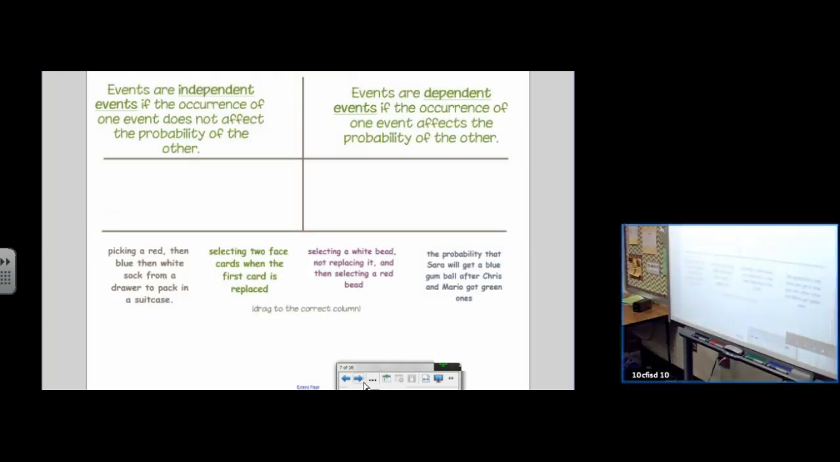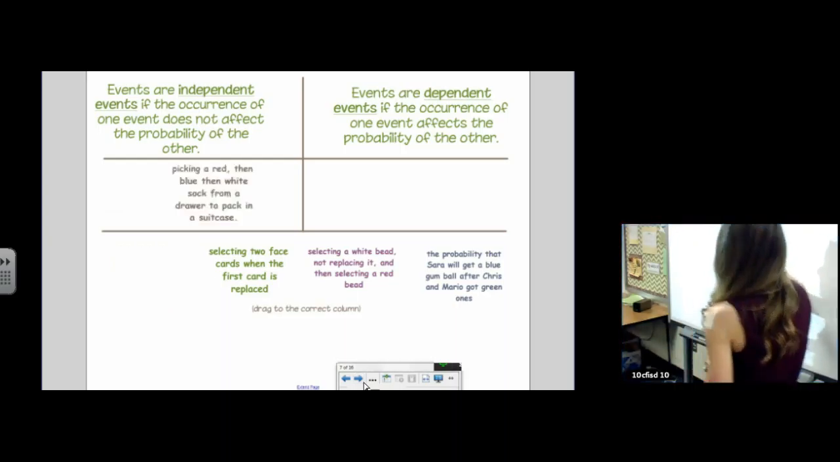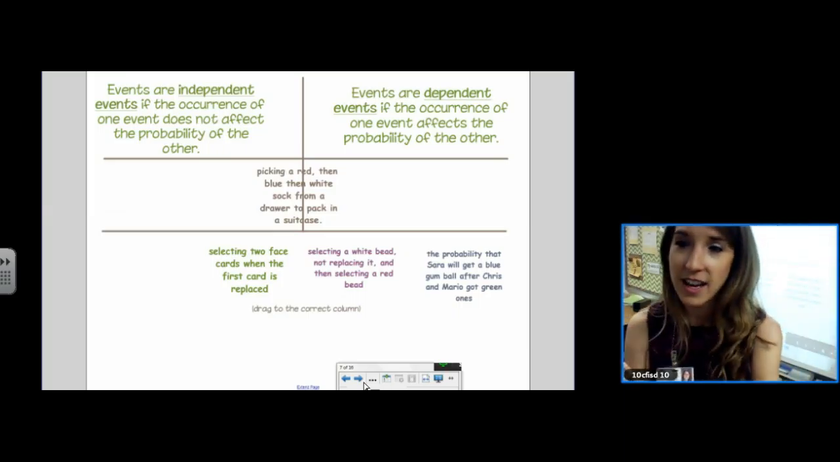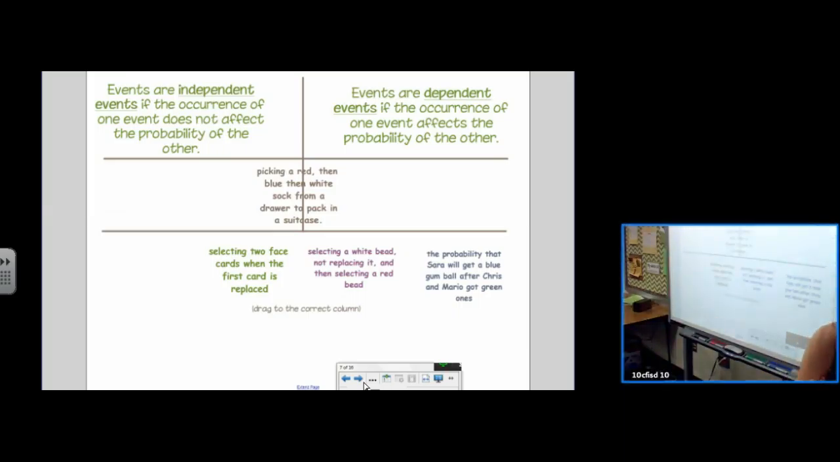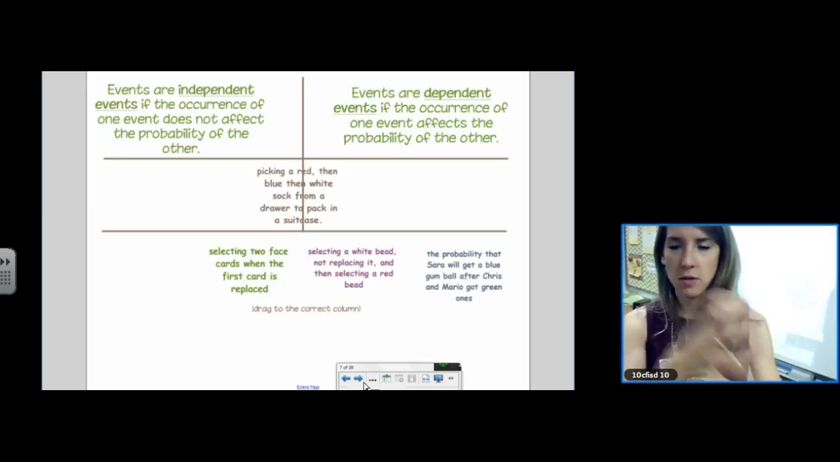Okay? All right, let's do the same thing. Let's sort these based off of their independence or dependence. Here's the actual fancy definitions, if that matters to you. Start with this one. Picking a red, then blue, then white sock, I guess we're patriotic today, from a drawer to pack in a suitcase. I want to pick red, and then blue, and then white.